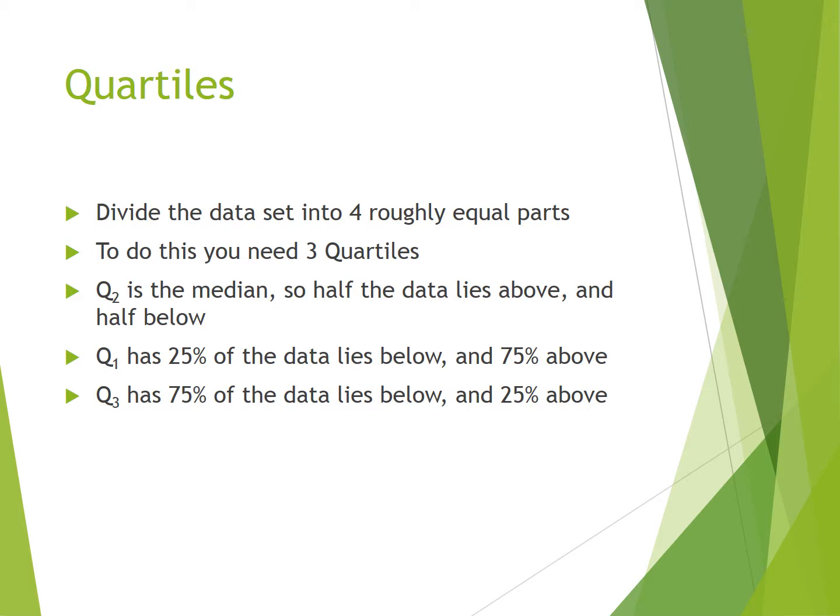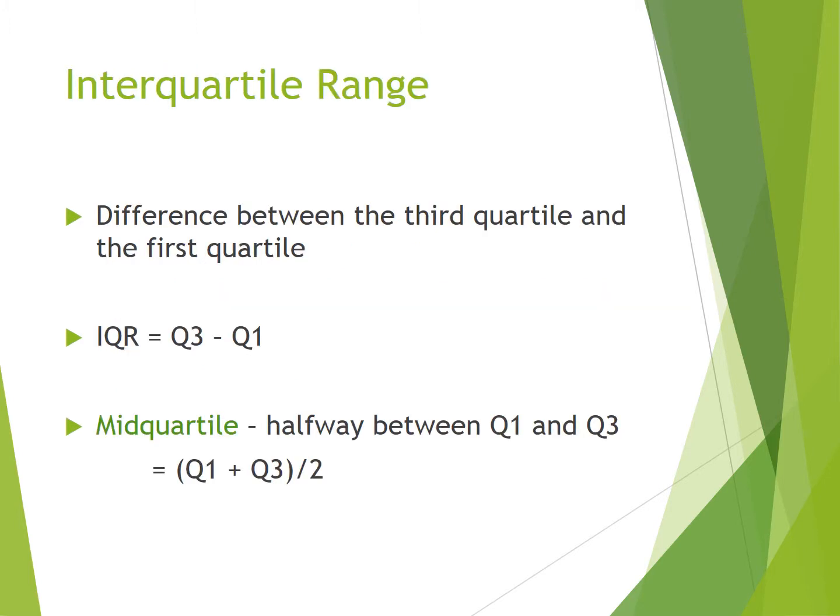Quartile 2 is the same thing as the median, because it's a value such that half the numbers fall below that value and half the numbers fall above that value. And quartile 3 is a value such that 75% of the data lies below quartile 3 and 25% lies above it. The interquartile range is the difference between the third quartile and the first quartile. It is denoted by IQR, and it's quartile 3 minus quartile 1.